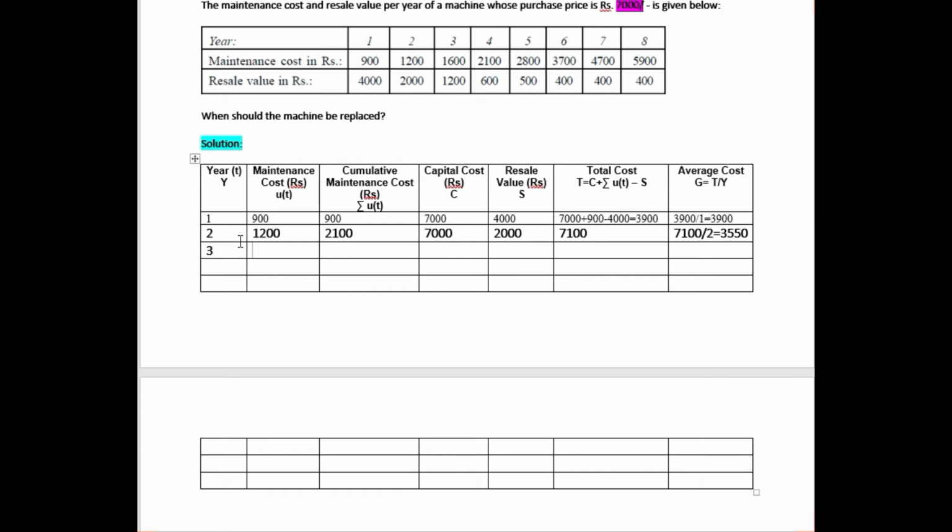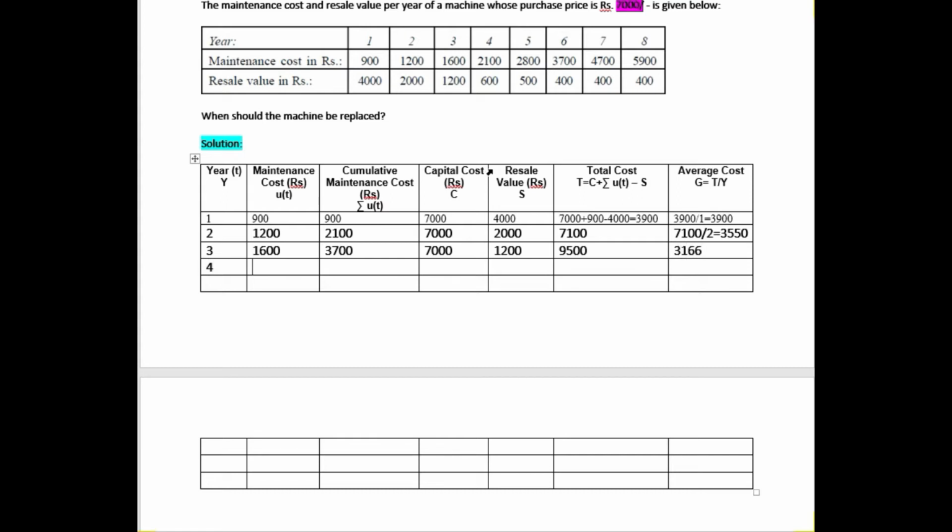The third year, the maintenance cost will be 1600, cumulative maintenance cost will be 3700. So add this 1600 with this 2100, and the capital cost will be 7000, and scrap value is 1200, and the total cost will be 9500, and the average cost will be 9500 divided by 3, that is 3166.